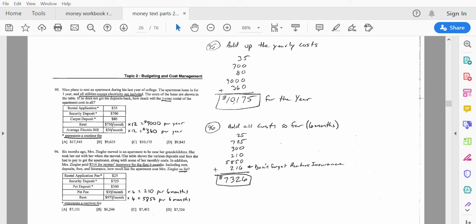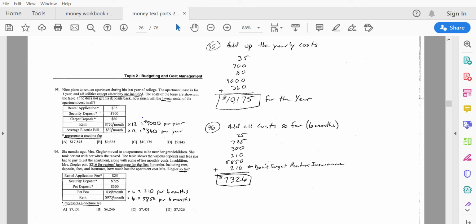Okay, we have some one-time fees. So $25, $75, $300, those are all one time. And then the pet fee and the rent are monthly costs, and it's asking how much does it cost so far, so that means 6 months. So we times by 6. The pet fee ends up being $210 so far. Rent, the $975 times 6 means $5,850 so far for the 6 months.